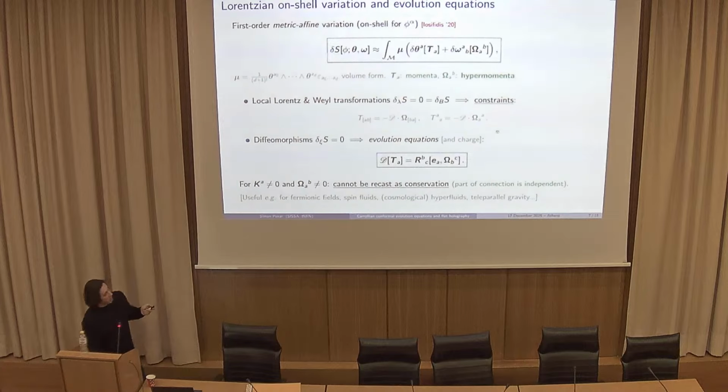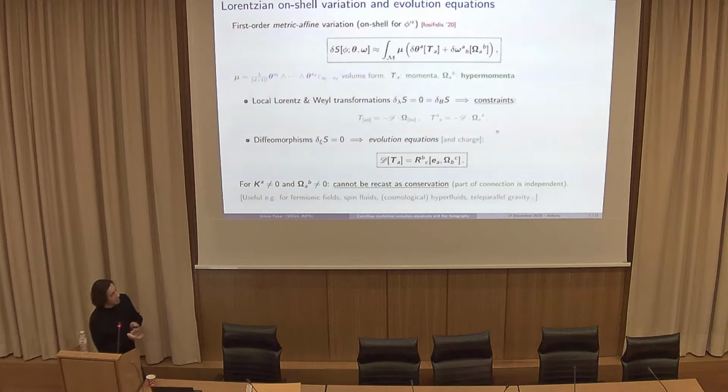Now, what can I do? I can evaluate this variational principle on shell, on local Lorentz and Weyl transformation, and obtain a bunch of constraints. If I didn't have any hypermomenta, this would just tell you that the stress tensor is symmetric and traceless, like we are used to. Here, however, I have hypermomenta, and now if you evaluate this variation on diffeomorphisms, you're going to obtain some generalization of the conservation equation involving the hypermomenta. These are geometric equations that take this form. R is the Riemann tensor.